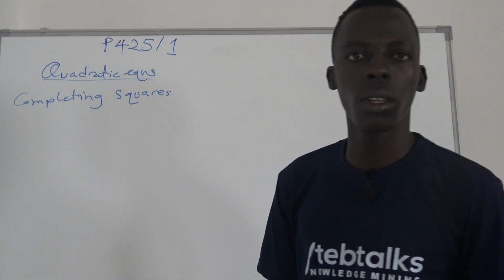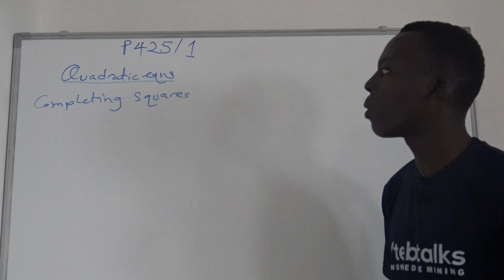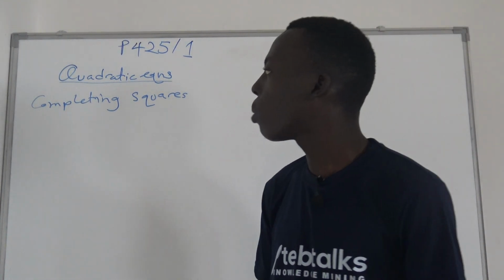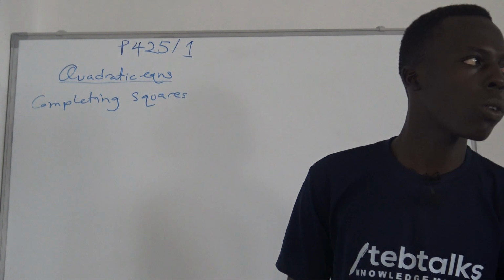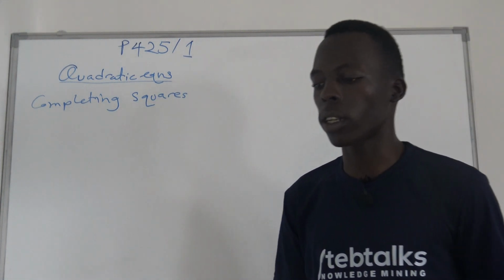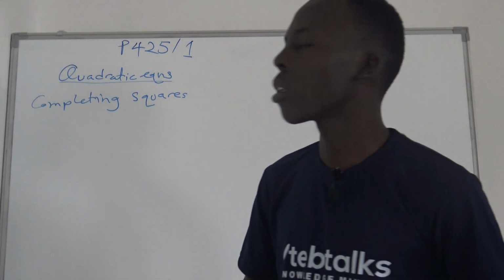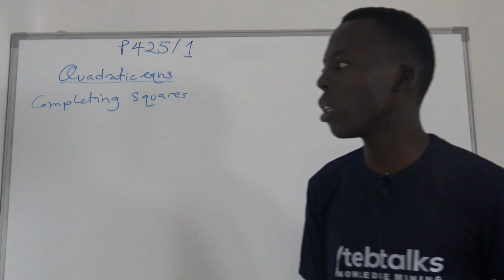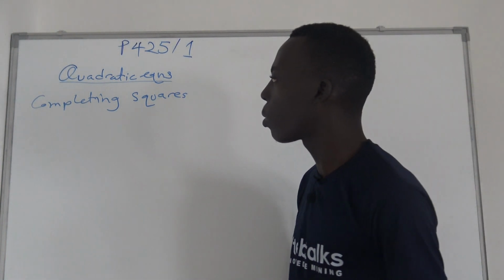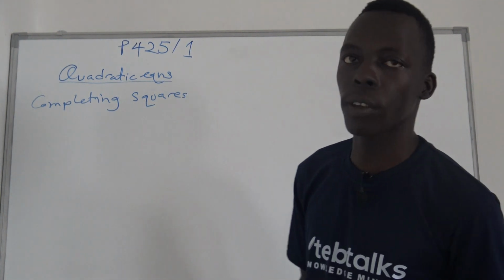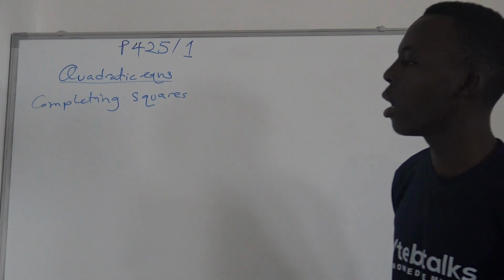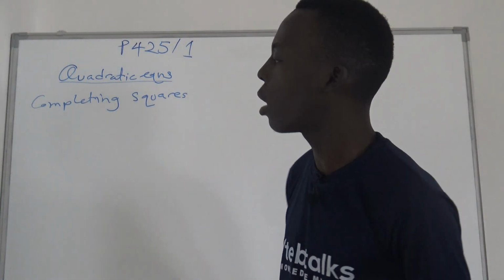So for the start, what you must first know is that when you are dealing with completing squares, the result which we get is called a bulldozer. They call it a bulldozer because it is where you just feed in the numbers, the A, B, and the C, then you get the answers.